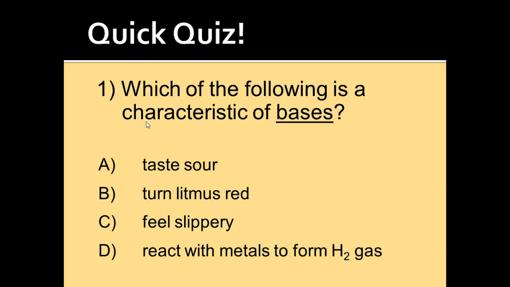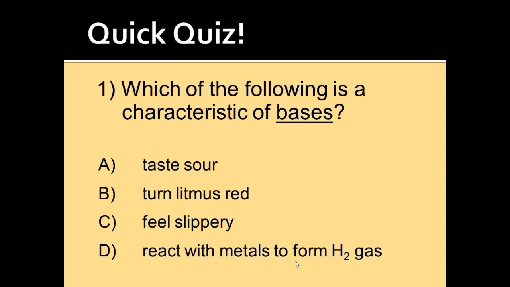So if we go back to our question, what is a characteristic of a base? Three of these are characteristic of an acid, and tasting sour is definitely characteristic of an acid, because think of lemon juice or citric acid. Oranges, lemons, limes, they all taste sour because of that citric acid inside. And then which of these changes litmus paper red? Bases turn litmus paper blue, so that's not characteristic. And then reacts with metals to form H2 gas. If you remember on the slide, acids react with metals and they form hydrogen gas.